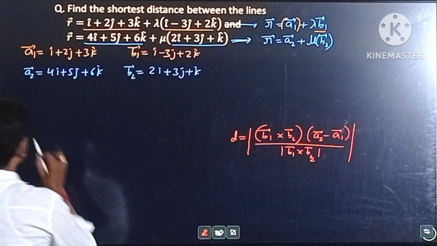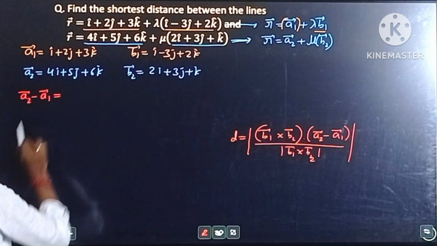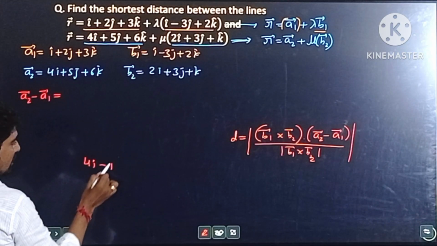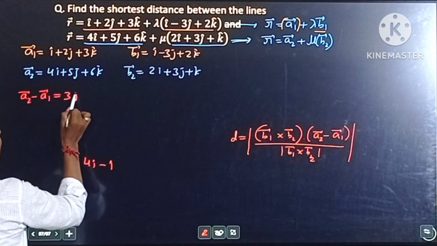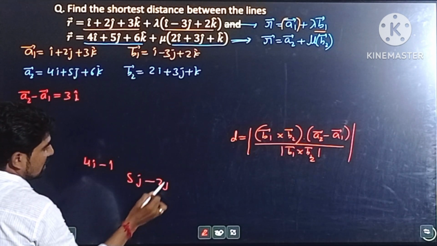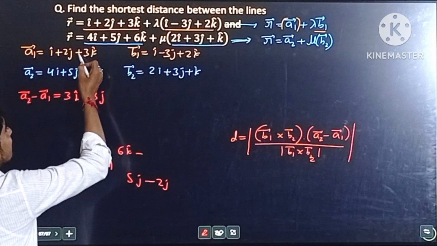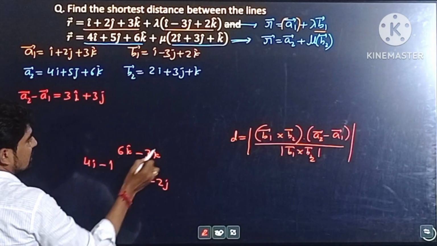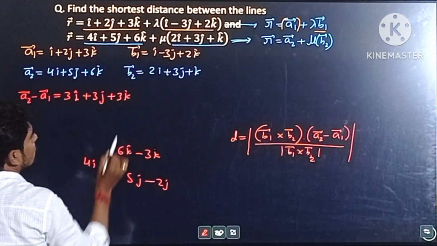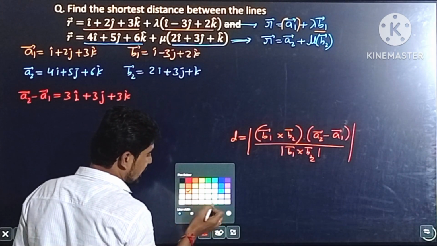Firstly, a2 vector minus a1 vector: 4i minus i is 3i, similarly 5j minus 2j is 3j, and 6k minus 3k is 3k. So we got a2 vector minus a1 vector, and then we need b1 vector cross b2 vector.